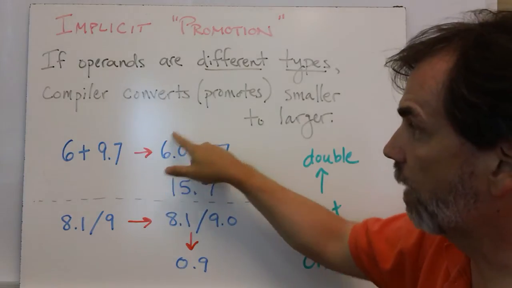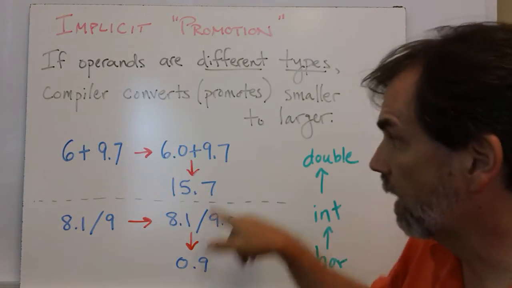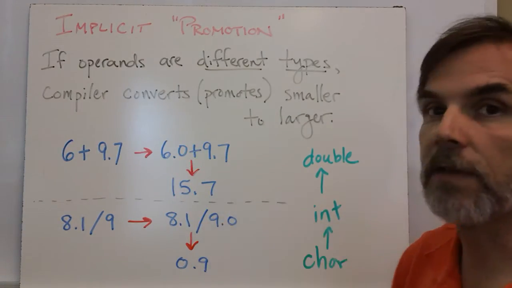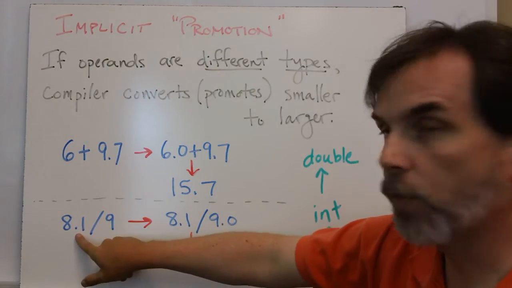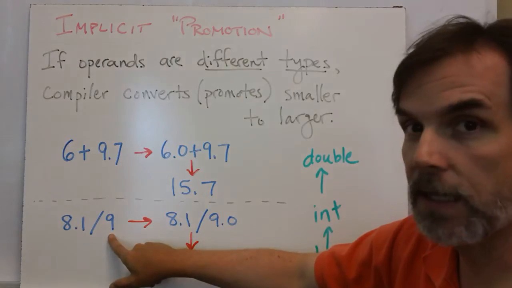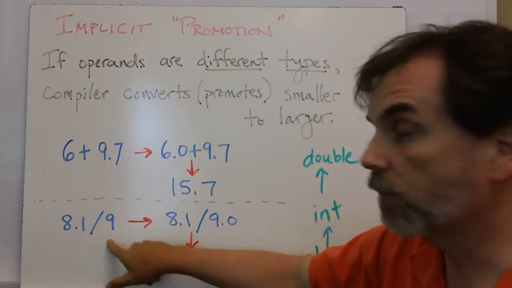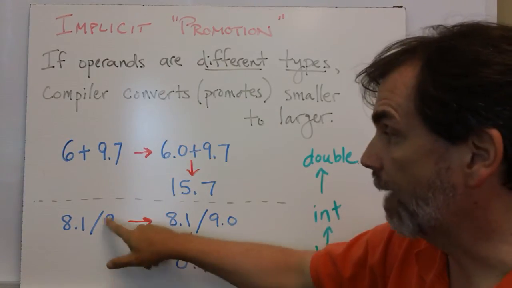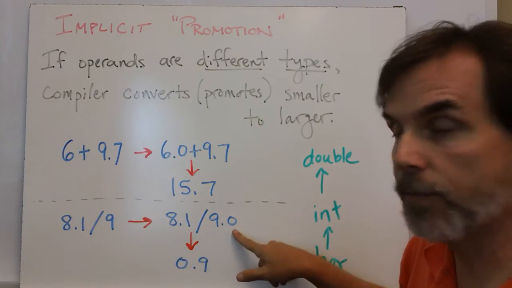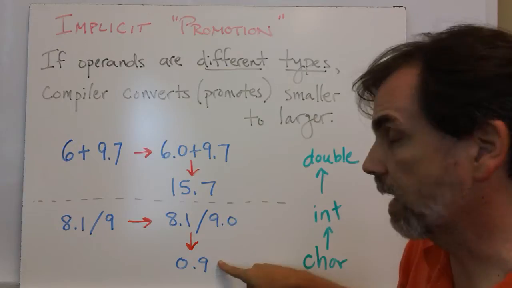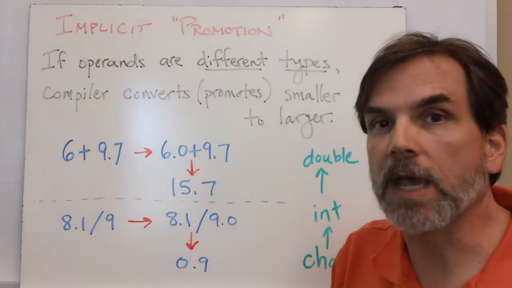And now I have 2 doubles. I do floating point addition, and my answer is 15.7. If I have, for example, a floating point, a double, divided by an int, I don't do integer division. I promote the integer to a double, and I get a double answer, 0.9.